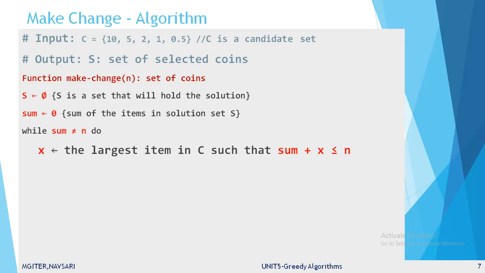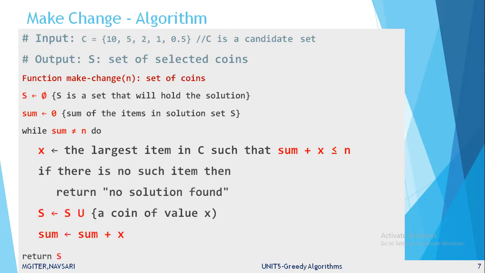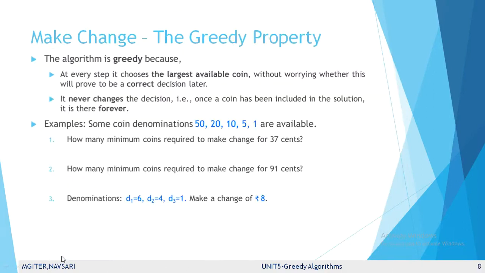Now x is the largest coin. First of all, we choose the largest coin of the given candidate set, that gives sum plus x, which is less than or equal to n. If there is no such item, then we return that no solution is found. Otherwise, we collect the coins for the change of the given amount, and after that we compute the sum of items and then return the solution set S.